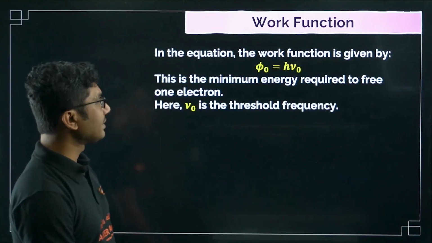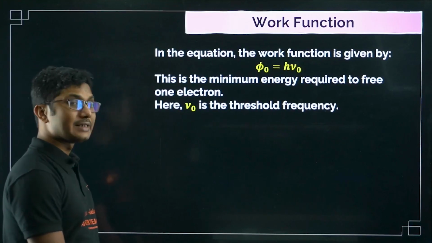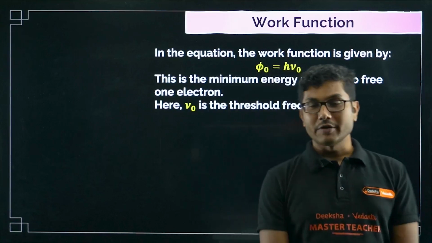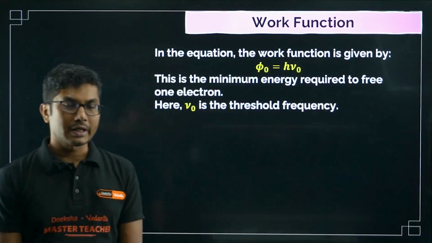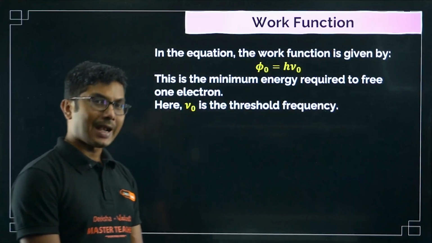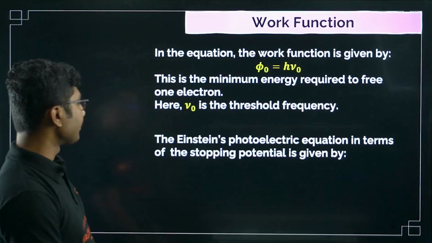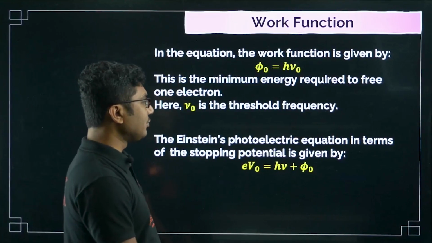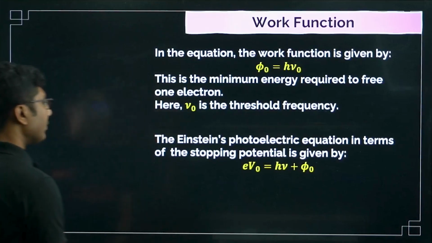Here nu naught is the threshold frequency. We already know the name, but how to utilize that? Einstein gave us the idea of how to utilize the threshold frequency. Everything was known experimentally, but the theoretical explanation was not there, so Einstein came and helped. The Einstein photoelectric equation in terms of the stopping potential is given by eV naught equals h nu minus h nu naught. The same equation can be written in 3-4 different forms.